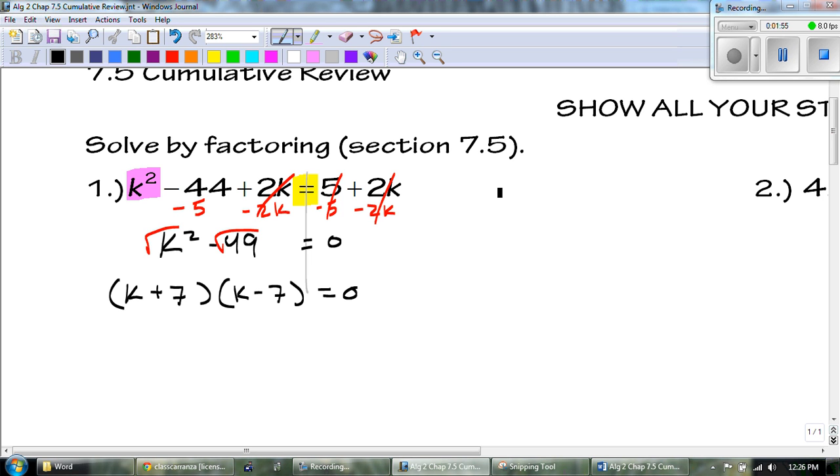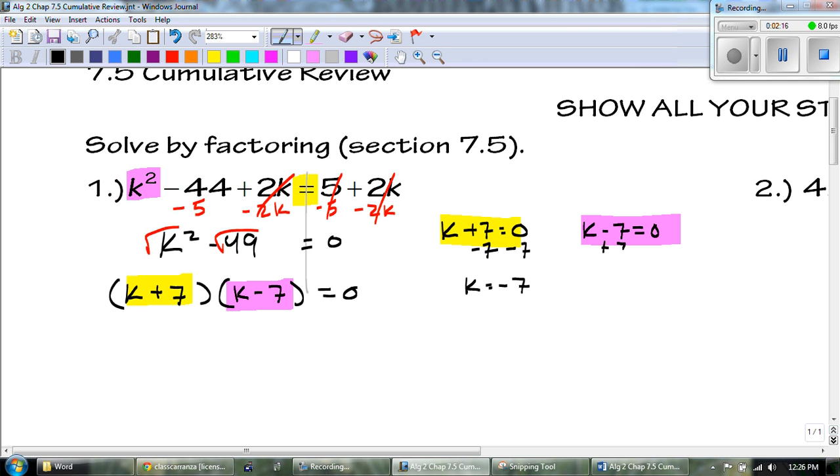Now, everything with a variable we set equal to 0. So k plus 7 equal to 0, and k minus 7 equal to 0. Okay? And then we solve. So we would subtract 7, and we get that k equals negative 7. And then we add 7, and we get that k equals a positive 7. So my final answer is k equals negative 7 or positive 7.